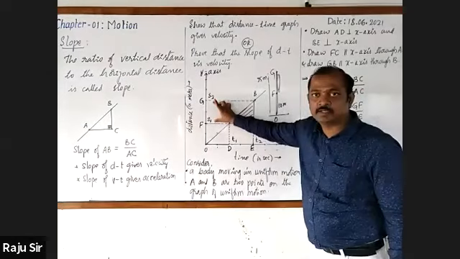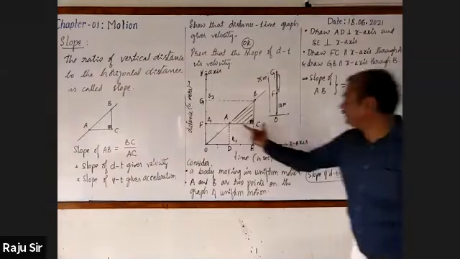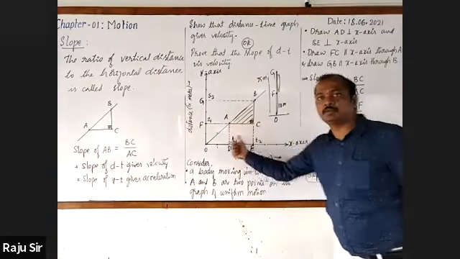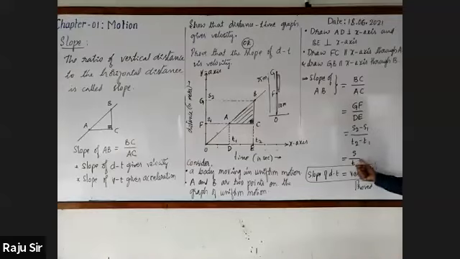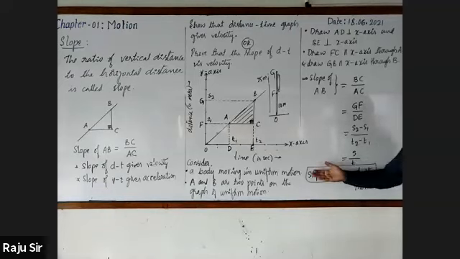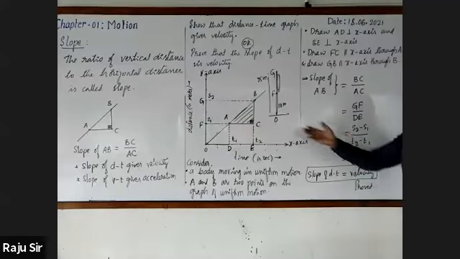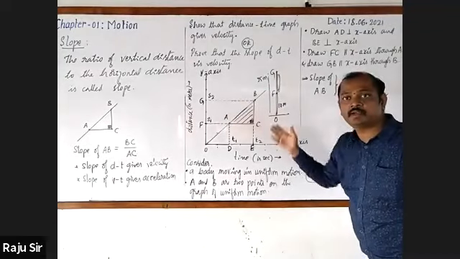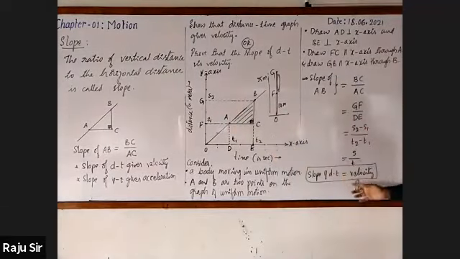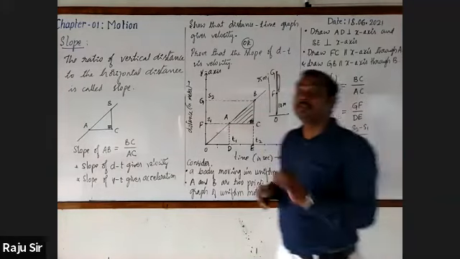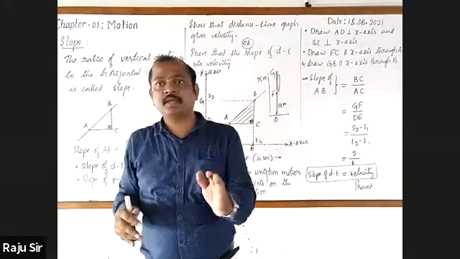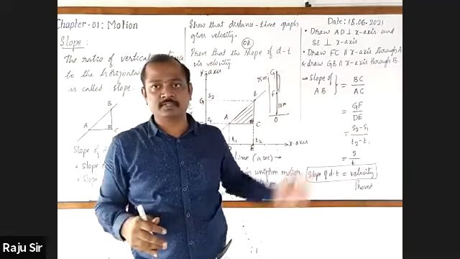BC is nothing but S2 minus S1, and AC is nothing but T2 minus T1. Where S2 minus S1 is S, and T2 minus T1 is T. We know that S by T is velocity. Hence, we can say that slope of AB is velocity. Slope of AB is nothing but slope of the DT graph. Slope of the DT graph gives velocity. This derivation may be asked in the examination, please learn this.